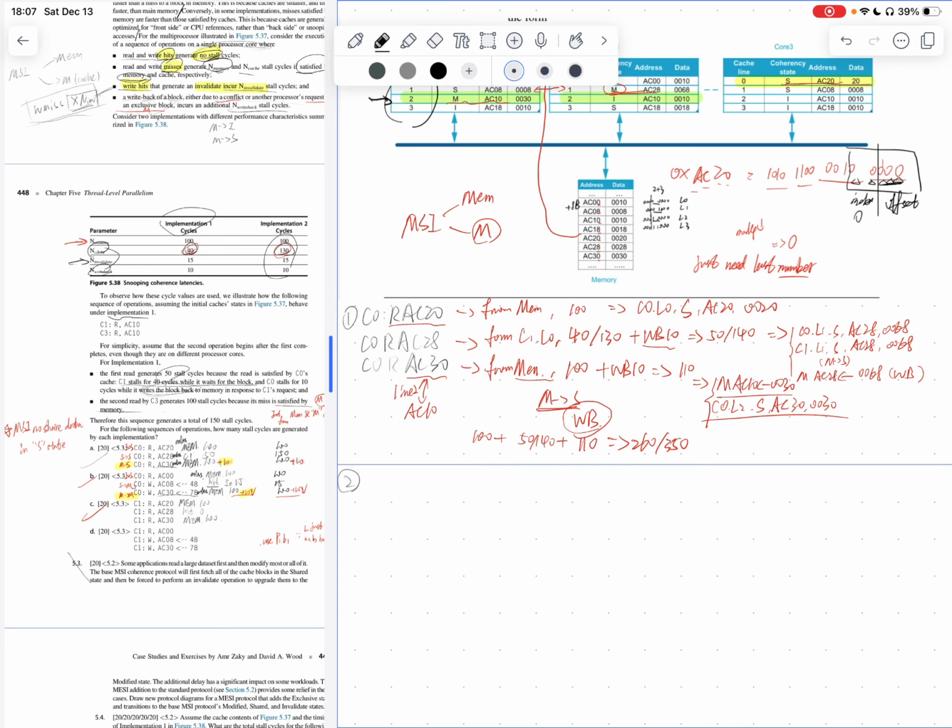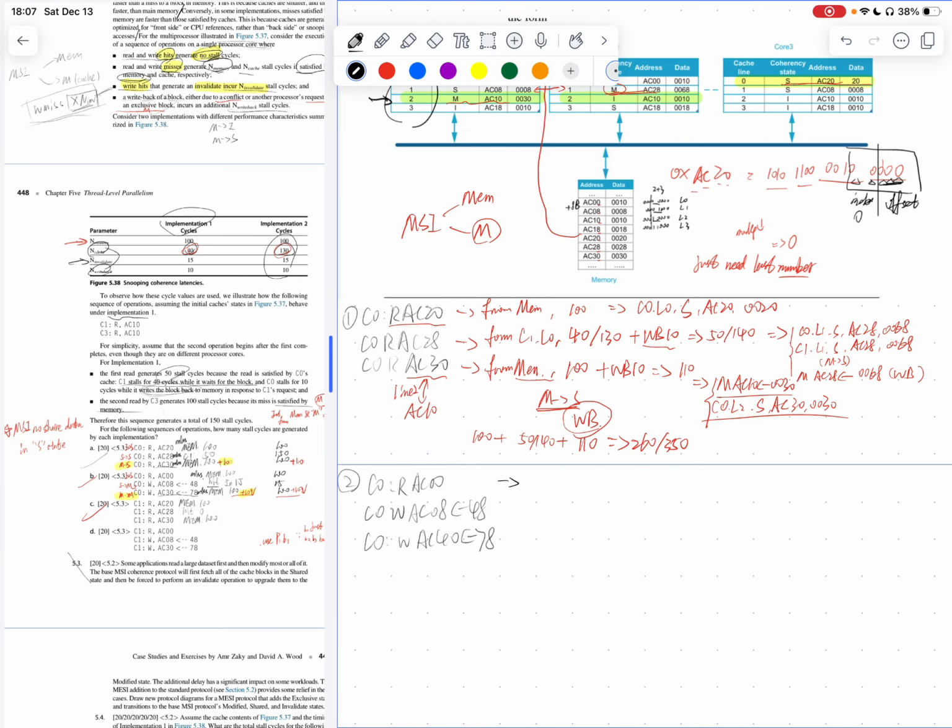Okay, and then we may want to go to the next action set. The next action we will say C0 wants to read AC00, and C0 wants to write AC08 with data 0048, and C0 wants to write AC40 with data 78, actually 78, right? So what happens here?